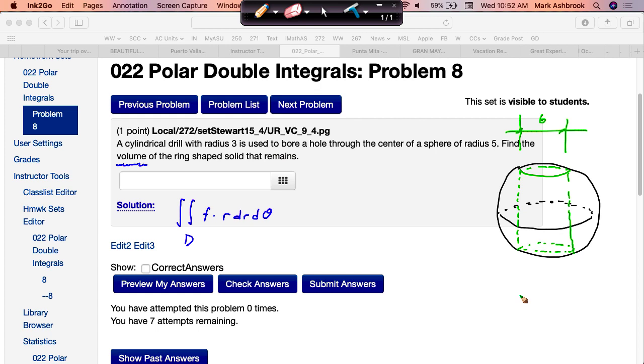Okay, and so now they want the volume of what remains, right? So it's like a napkin holder. This is like a nice napkin holder. Cloth napkin.